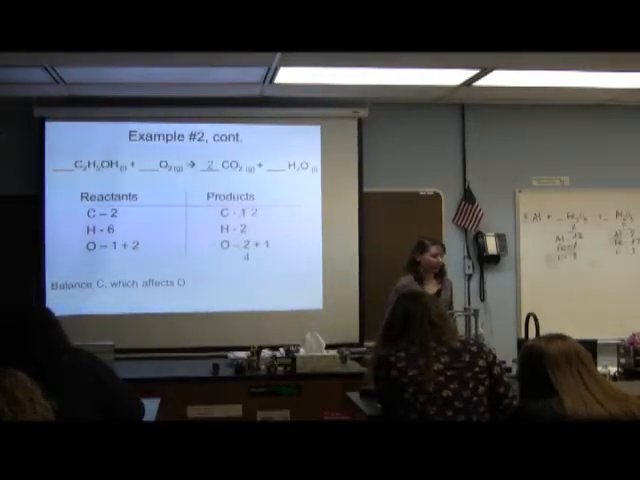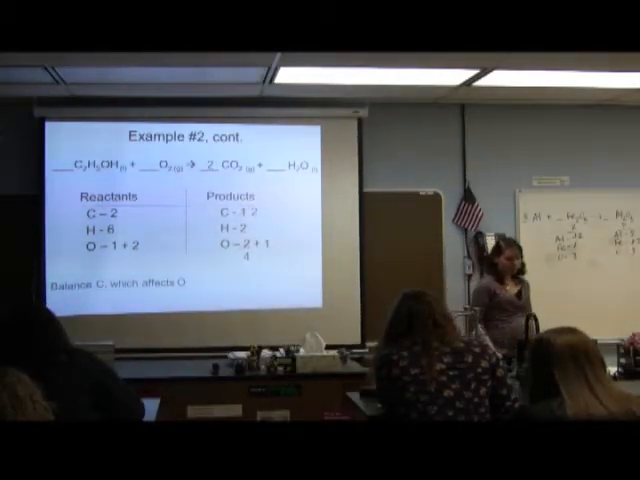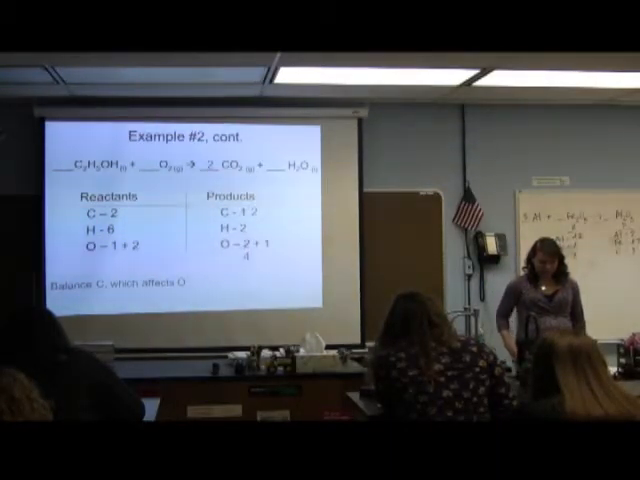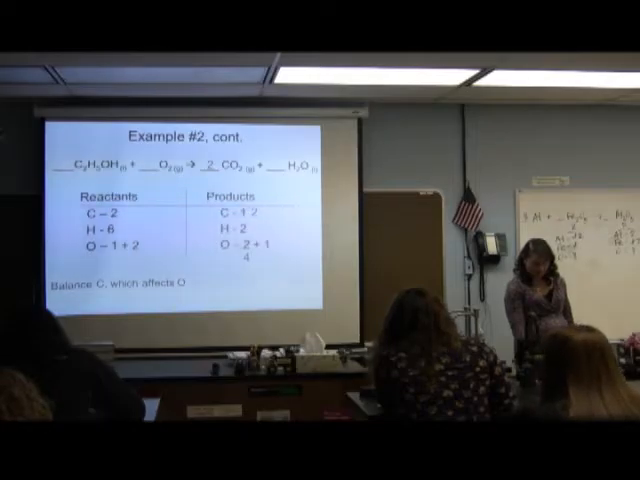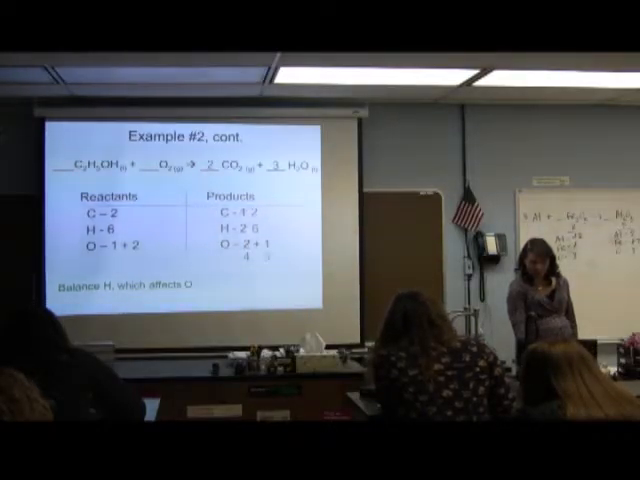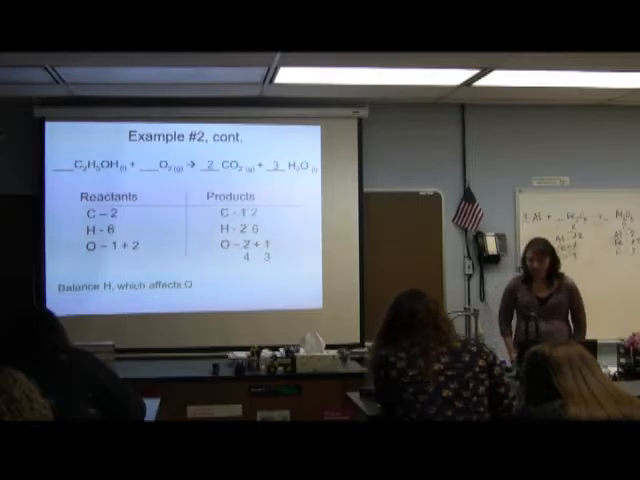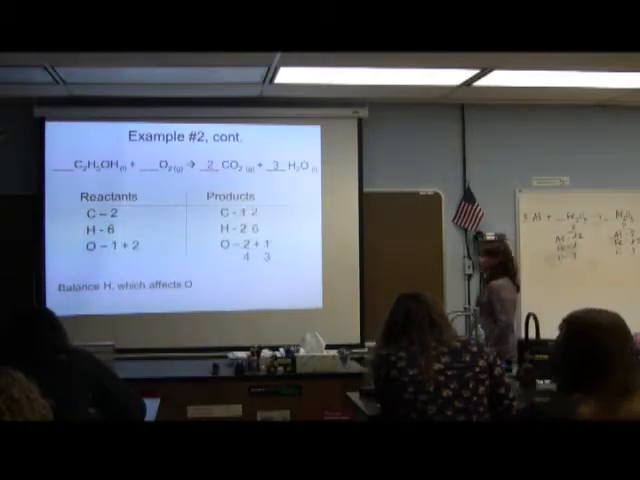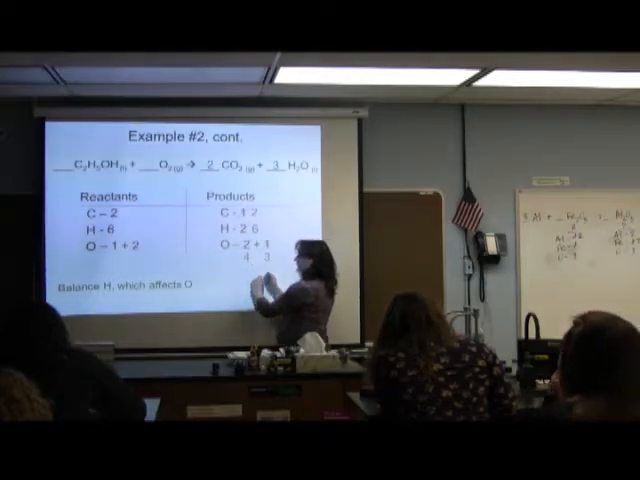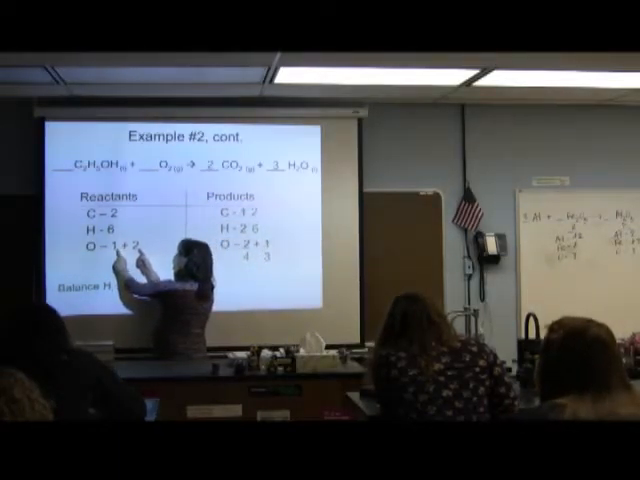And now what do I need to do to balance the hydrogens? Multiply by 3. Where? Put a 3 on the right side, on the product side. So if I put a 3 right there, that gives me 6. All right, now I've got an interesting scenario. I've got 7 oxygens here, because 4 plus 3 is 7, and I've got 2 plus 1, 3 on this side.